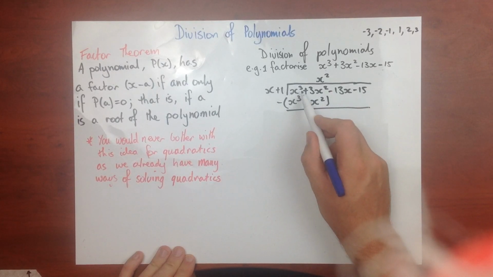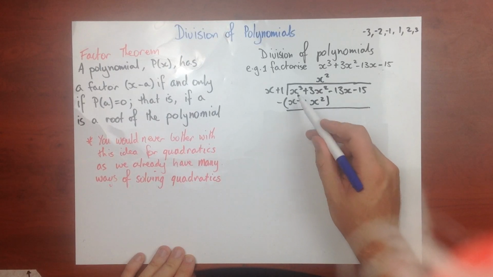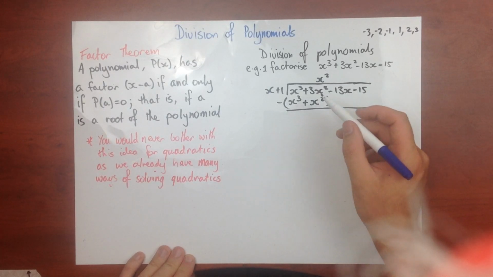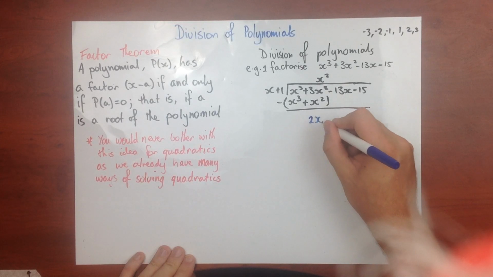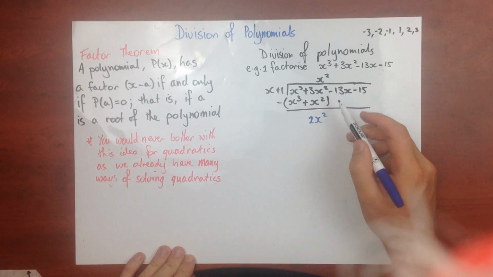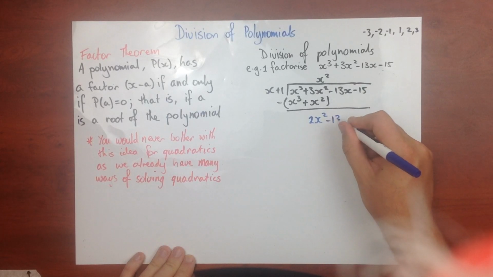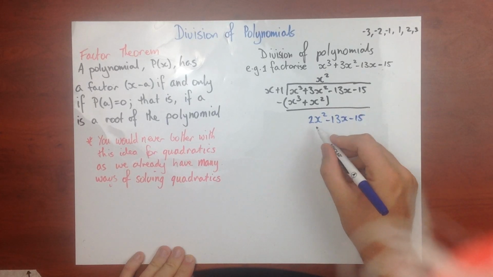We go x cubed take x cubed. Well, it's the same thing, and it should be. If it's not the same thing, we've mucked something up. So that's 0. x squared take x squared... sorry, 3x squared take x squared gives us 2x squared. Now we bring everything else that we haven't used still down as well. So minus 13x minus 15. And now it's like a new question.